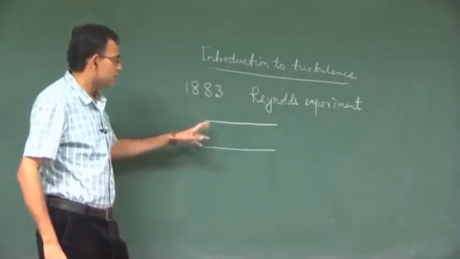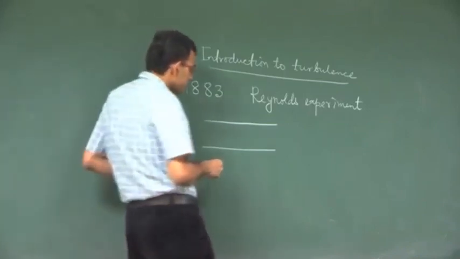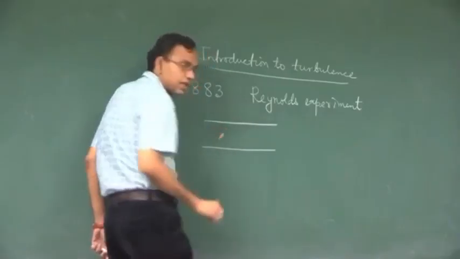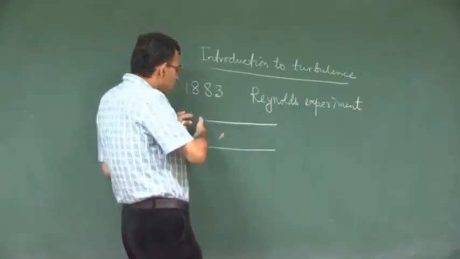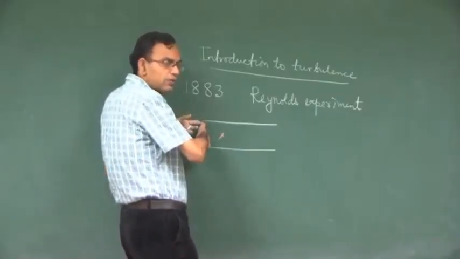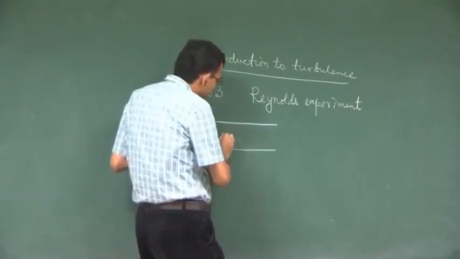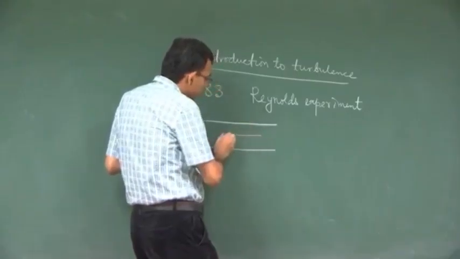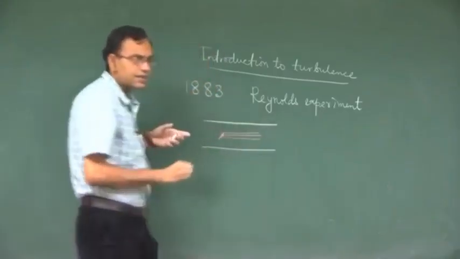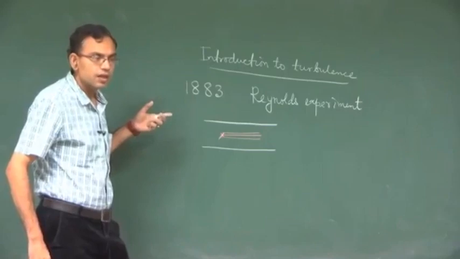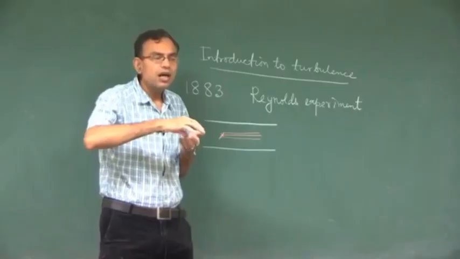There is a tube. In this tube a colored dye is injected and the flow rate through a flow controlling valve is progressively increased. So, for very low flow rate you will see the colored dye visible as distinct lines. This shows that fluid is moving in a very ordered and layered fashion.